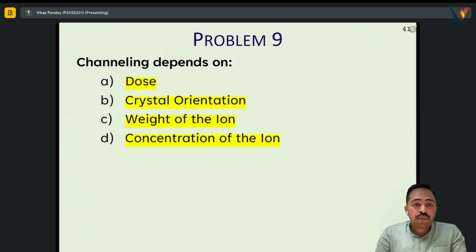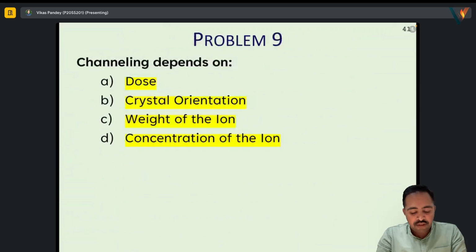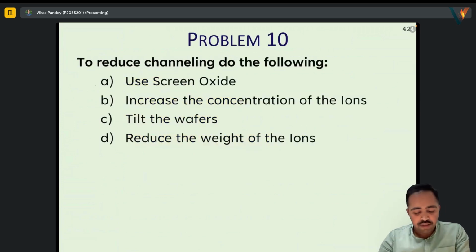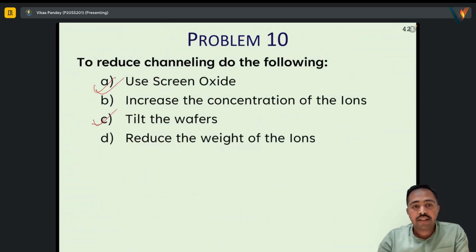Then problem 10. To reduce channeling, we do which of the following? Using screen oxide, increasing the concentration of the ions, tilting the wafer, or reducing the weight of the ions. The first one is already correct. We know that we are using screen oxide. The second one is increasing the concentration of the ion, and tilt the wafer. So A and C are correct.